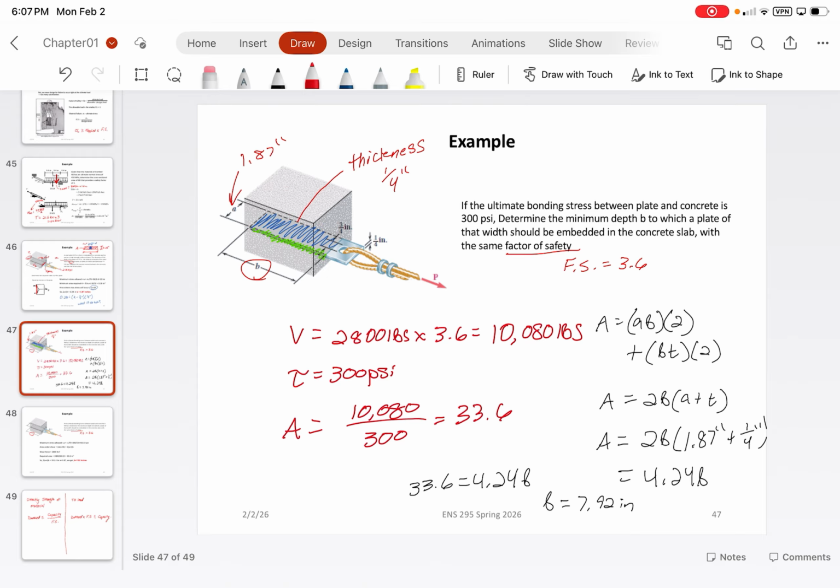For demand, on the other hand, demand is usually what you need to carry. It's what the system demands, right? So if it's like, I need you to carry 2.8 kips, you have to carry 2.8 kips. Does that make sense? Yeah. All right.